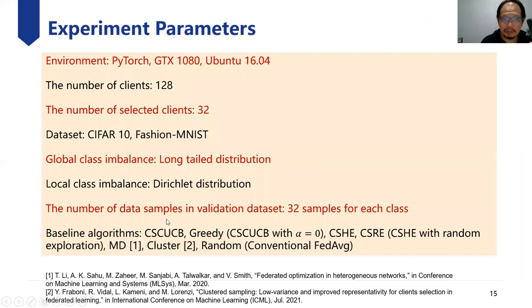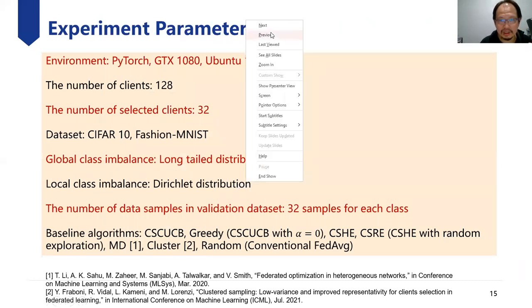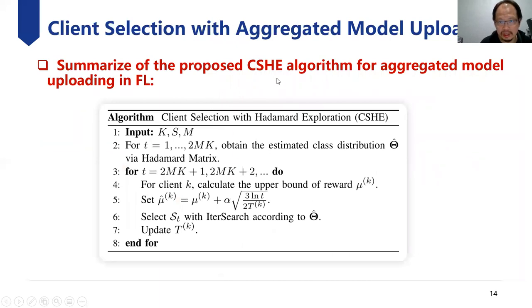So then we summarize the proposed CSHE algorithm by aggregator model uploading in federated learning. So how does it work? CSHE is also the second important algorithm that we propose. When all the major inputs are given, then for T, it goes into a loop and obtains the estimated class distribution of the Hadamard matrix. We use the Hadamard matrix as a way to help us double check and to explore and exploit the algorithm. For the client selection of aggregator model uploading in federated learning, the algorithm can balance exploration and exploitation, obtain an accurate estimation of the class distribution, and select the client subset with the most balanced class distribution.